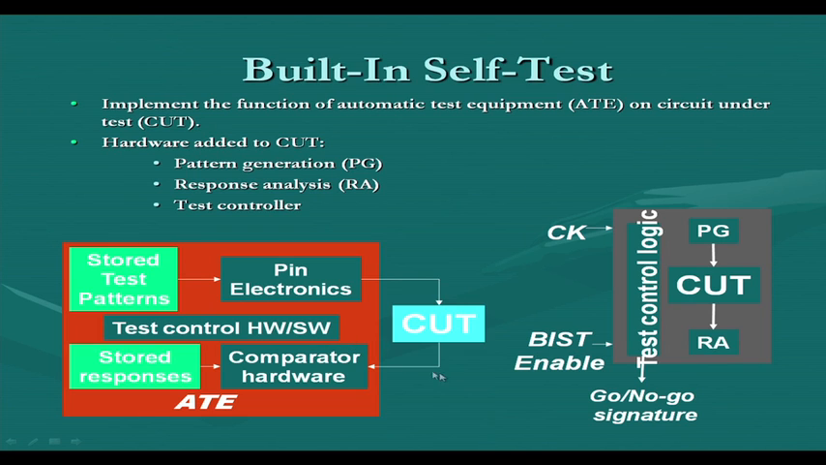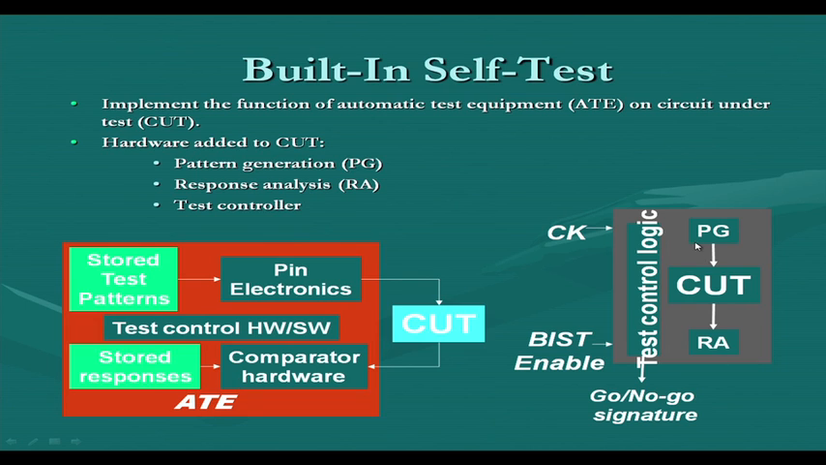The circuit itself has a test pattern generator. This is the situation with the ATE based approach, where stored test patterns are there, and there is pin electronics which tells which pattern will be fed to which pin of this CUT. The response will come, it will be compacted, and it will be compared with the stored response. That is the ATE based external testing.